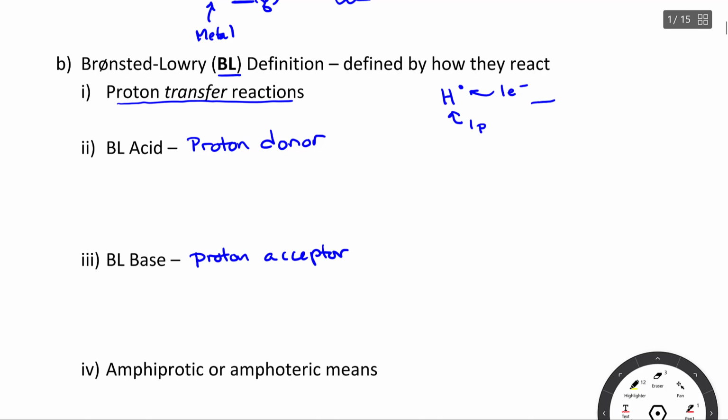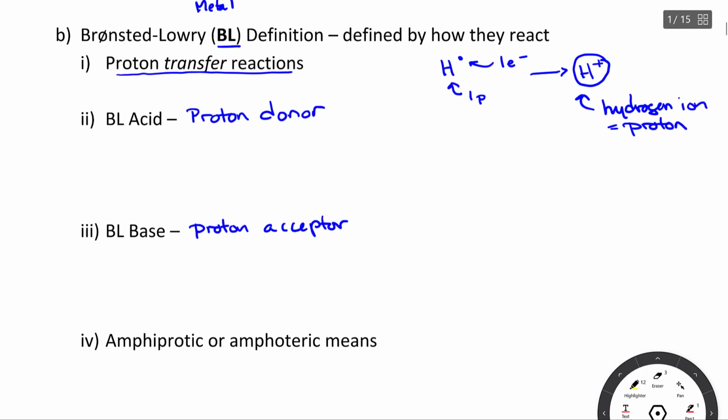So if I make H+, that means I have to lose that electron to make it a positive charge. And really, hydrogen ion is considered in the terminology to be a proton. So this is hydrogen ion, what we refer to as a proton, because that's what you have left after the hydrogen atom loses the electron.